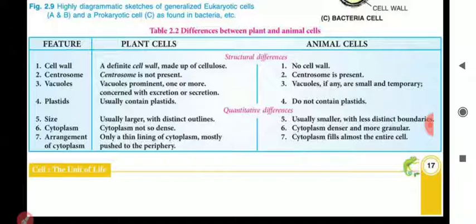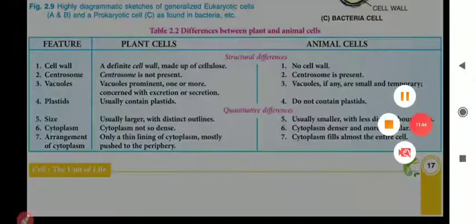Then arrangement of cytoplasm. Only a thin lining of cytoplasm is present in plant cell, and in the animal cell, cytoplasm fills almost the entire cell. So these are some of the differences between plant cell and animal cell. In notes also I will give this question, difference between plant cell and animal cell. Clear? So just go through it now, then afterwards I will be giving the written notes. There I will discuss this question also, difference between plant cell and animal cell.